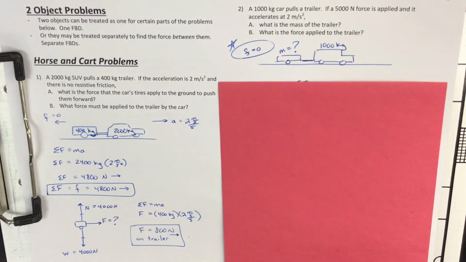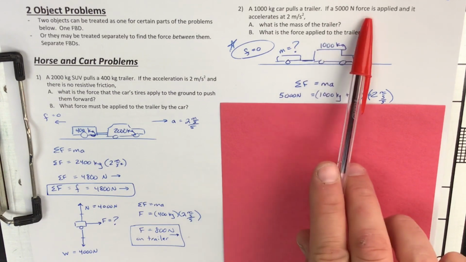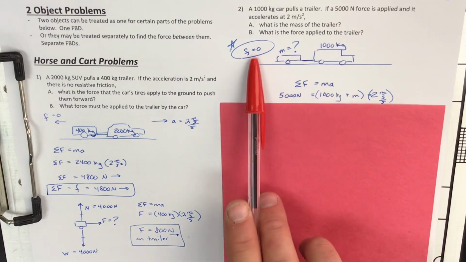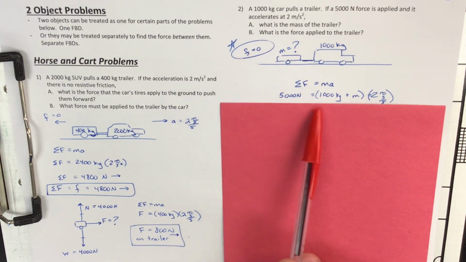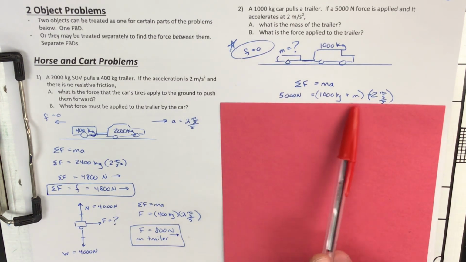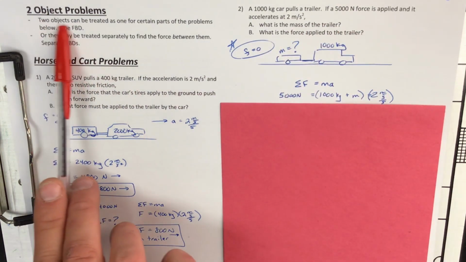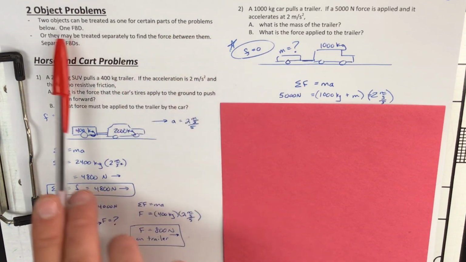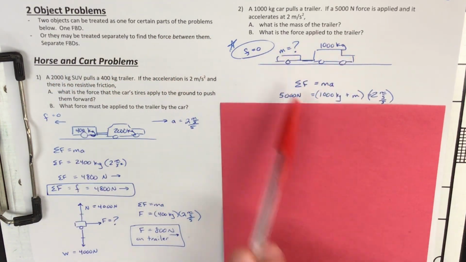First you start out with net force equals mass times acceleration. You know that there's a 5,000 newton forward force. We're assuming that there isn't any friction, because otherwise we couldn't solve it. Then 5,000 newtons is equal to 1,000 kilograms plus the mass. Total mass. You're looking at the whole thing together first, right? Two objects can be treated as one for certain parts of the problem. One free body diagram, or just one system.